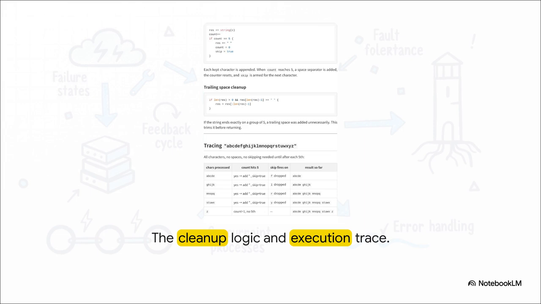Think about it. If your string perfectly ends on a group of 5, let's say the input was exactly ABCDE, well, the loop logic dictates that a space separator gets appended right after that E. But since the string is over, that space is completely unnecessary. It just leaves us with an ugly trailing space. So the if statement at the bottom checks for exactly that and elegantly slices it off before returning.